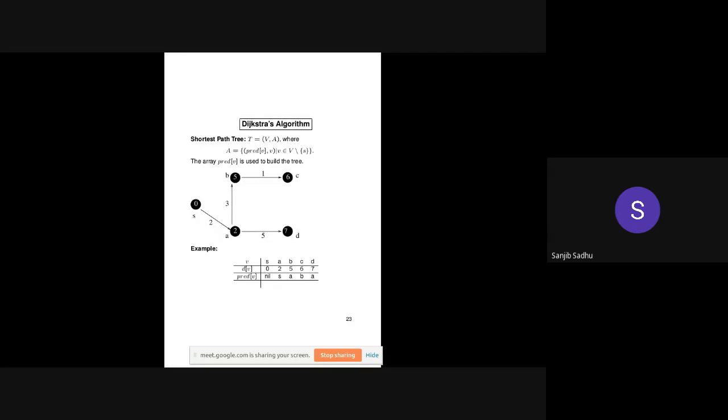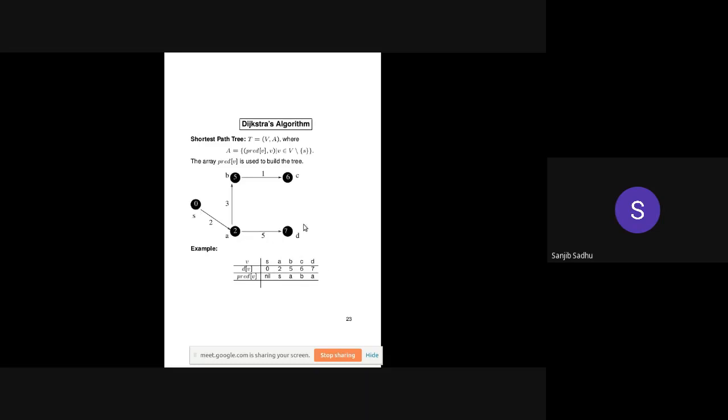So if anybody asks you what is the shortest path from S to D, you check it, its value is 7. And what is the path information? So how can I get path information? You see here, for D, what is the preceding vertex? A. So D to A. What is the preceding vertex of A? A's preceding is S. So S, A, D. 2 plus 5, 7.